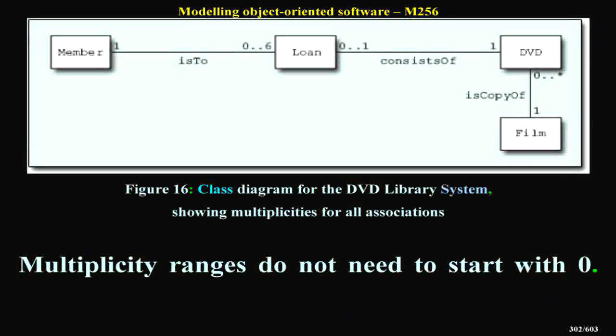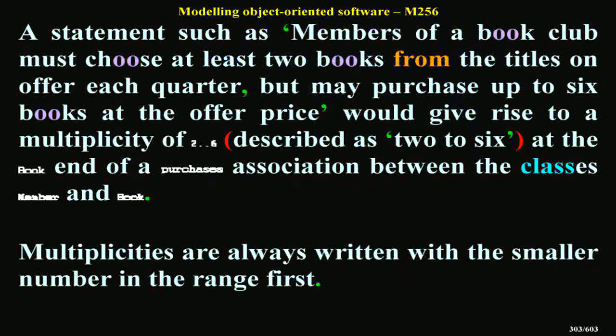Figure 16. Class diagram for the DVD library system, showing multiplicities for all associations. Multiplicity ranges do not need to start with 0. A statement such as members of a book club must choose at least 2 books from the titles on offer each quarter, but may purchase up to 6 books at the offer price would give rise to a multiplicity described as 2 to 6 at the end of the association between the classes, and multiplicities are always written with the smaller number in the range first.